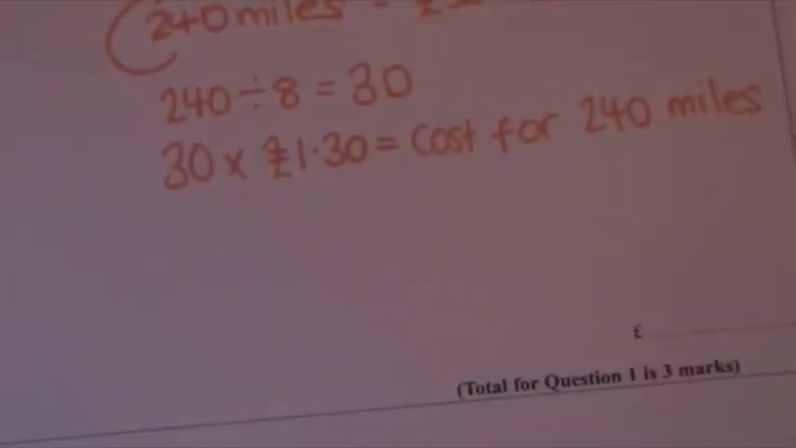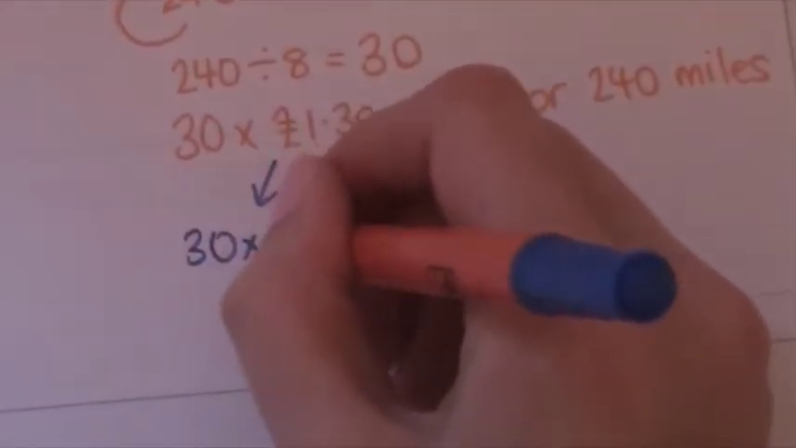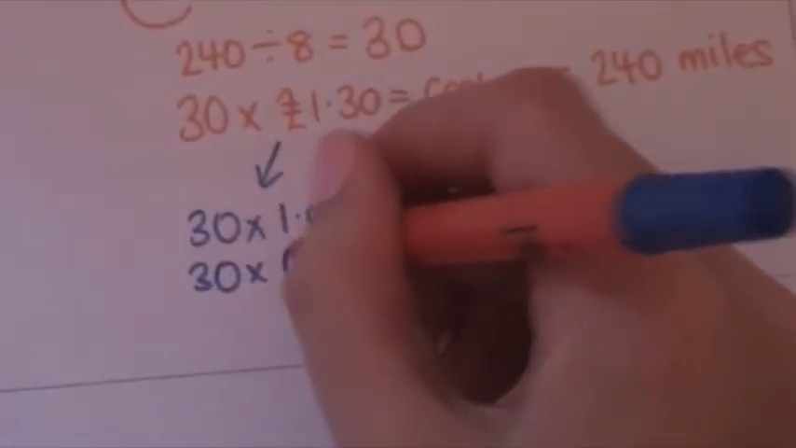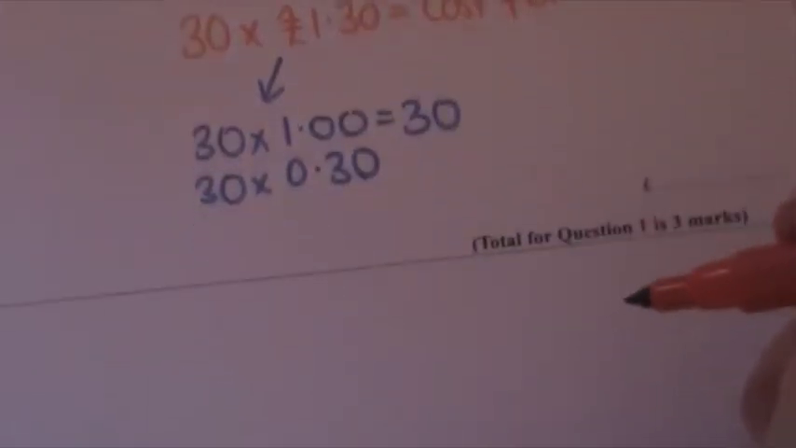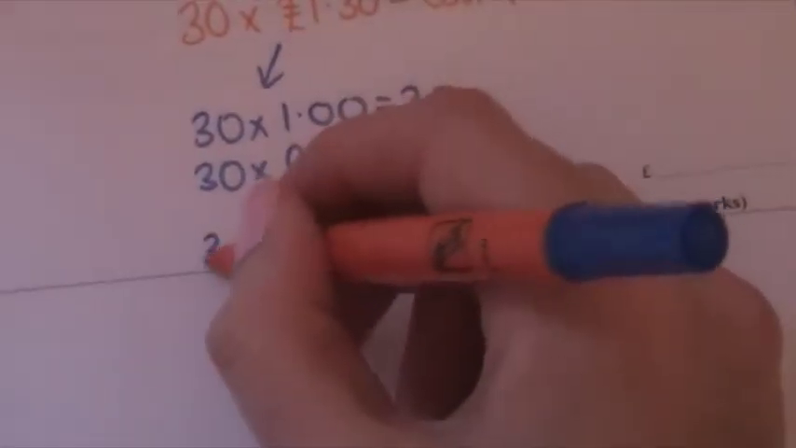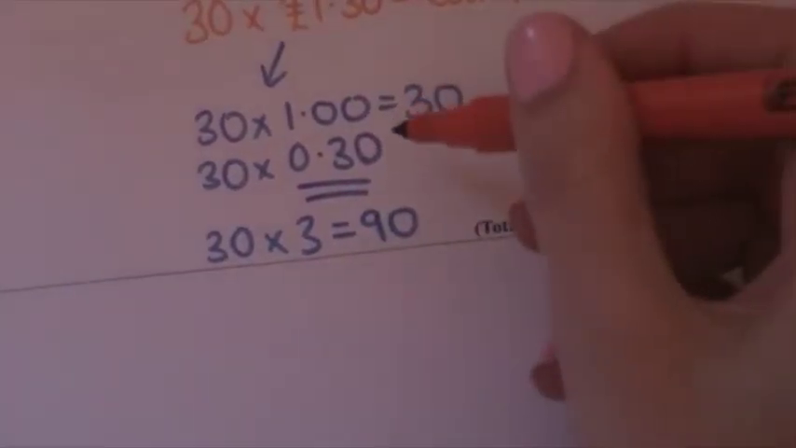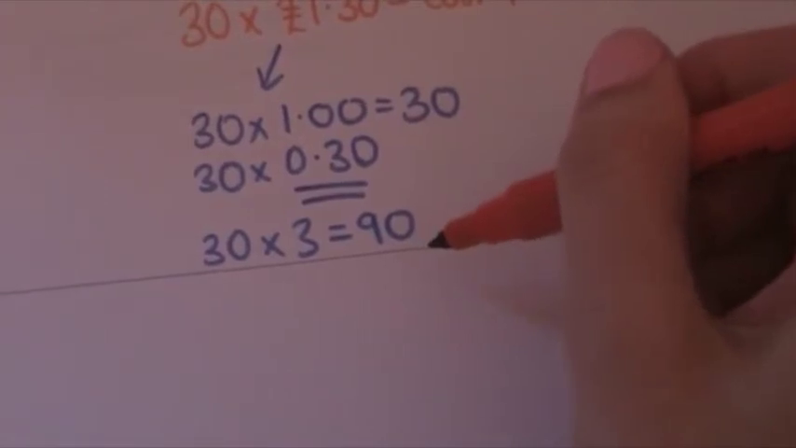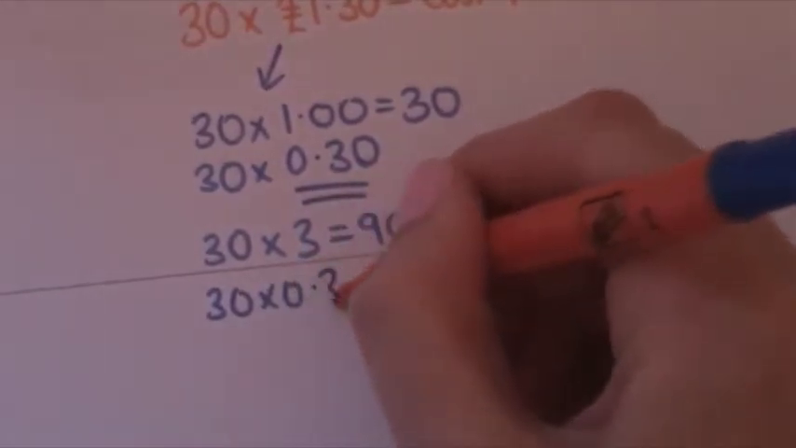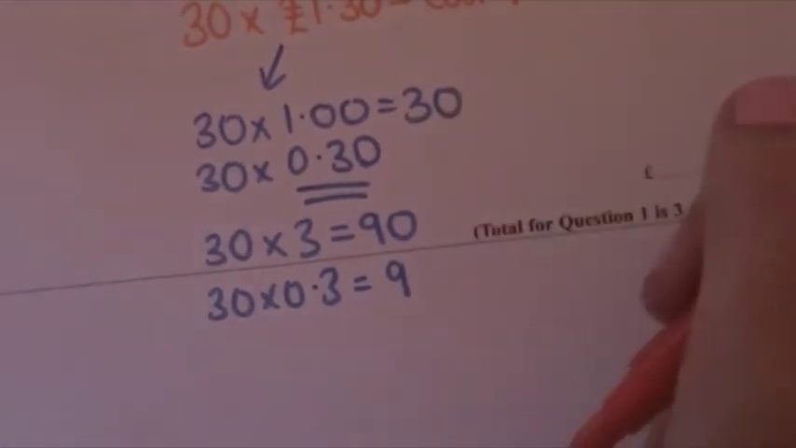Now the way I would do that is break it up. 30 times the £1, which will just give me 30, and then 30 times the 30p, or 0.3. So the way we can break that down again, to get rid of this decimal, I times it by 10. So 30 times 3 would give you 90. Now because we timesed it by 10 up here, we need to remember to divide our answer back by 10, which will give you 9, because we're actually doing 30 times 0.3. So we need to remember that it's 9, not 90. We just did that to get rid of the decimal.